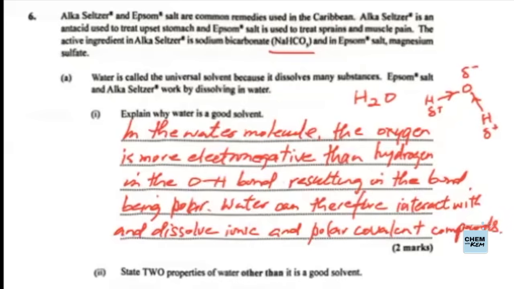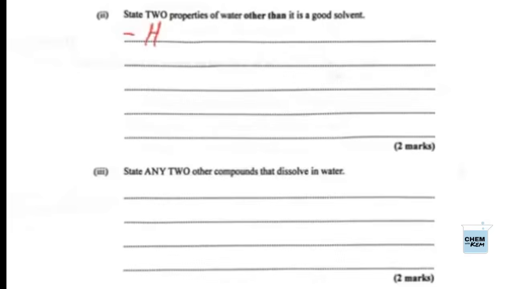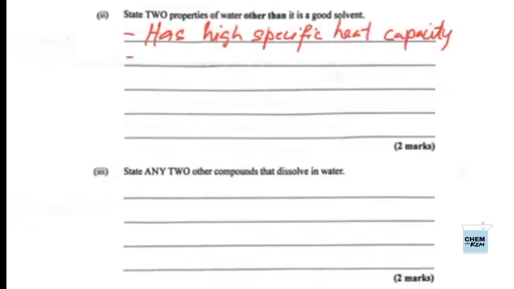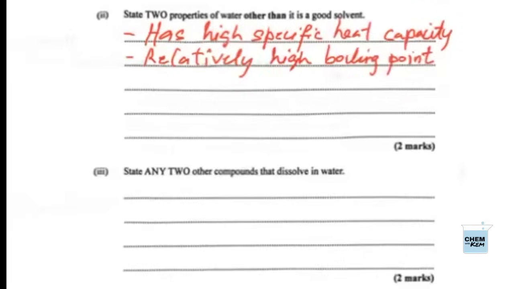All right, state two properties of water other than it being a good solvent. So we need to state it has a high specific heat capacity for the size of its molecule. It has a relatively high boiling point. We say relatively because we're comparing it to other molecules with similar molar mass. So it has a relatively high boiling point, relatively high melting point as well. It has a high heat of vaporization, and it also has a high surface tension, but they ask for 2.